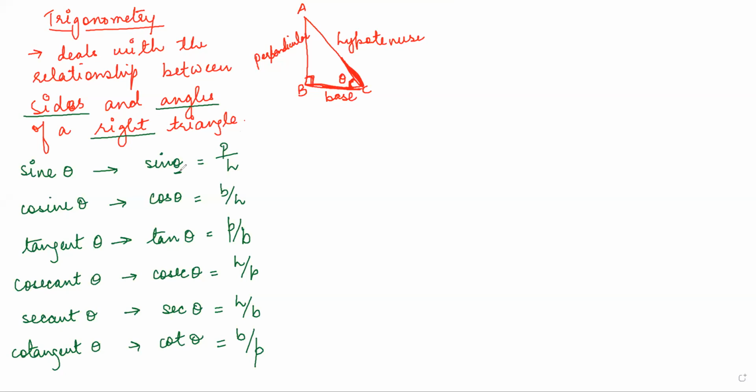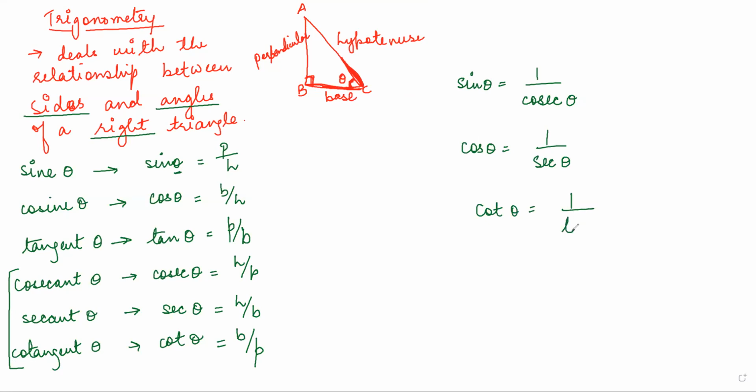Got it? Now come to these three. There are inverse relationships. Sine theta is actually 1 upon cosec theta. So they both are inverse of each other. If you know sine theta, you can find the value of cosec theta. And if you know cosec theta, you can find sine theta. Similarly, cos theta is inverse of sec theta. And then cot theta is inverse of tan theta. So they are inverse of each other. You can note it down somewhere.